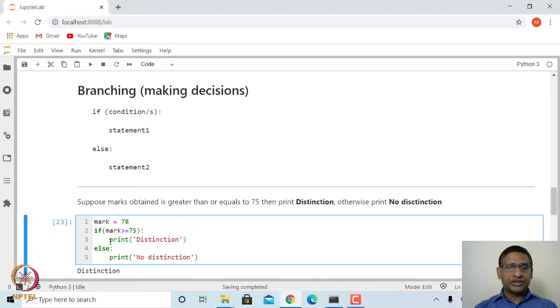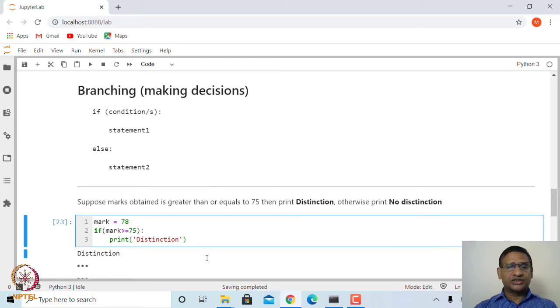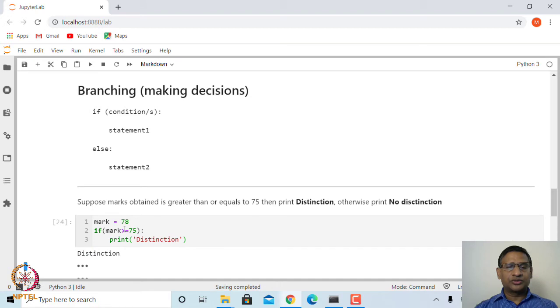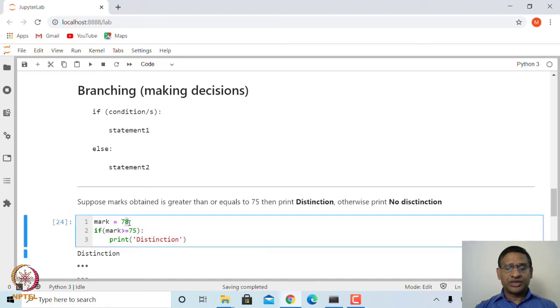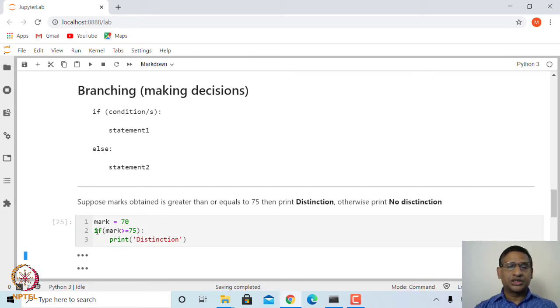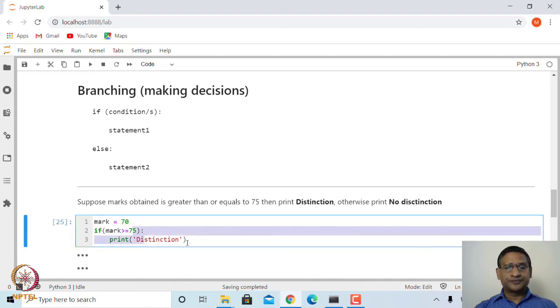Of course, this if condition can exist without else also. Suppose I cut this and just run this one, it will still work. If, instead of 78, I have 70, then it will not print anything, because the only condition it is checking is whether marks is greater than equal to 75.